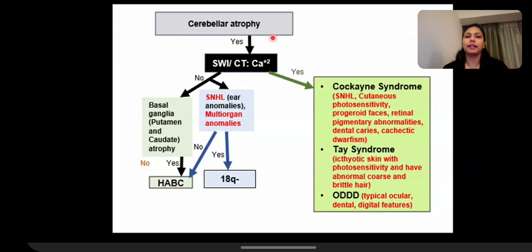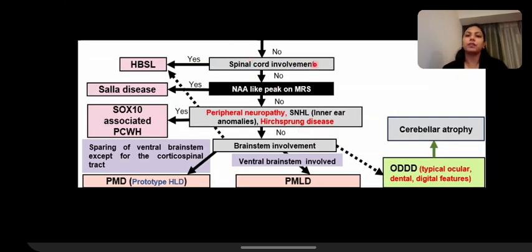Then, as we discussed previously, in case of cerebellar atrophy, look for presence of calcifications, and along with the atrophy or presence of calcifications or not, or presence of certain specific clinical features, we can reach a diagnosis. If none of these is present, look for any spinal cord involvement. It may be HSPL. If still it is not present, look for NAA-like peak. It can be Salla disease.